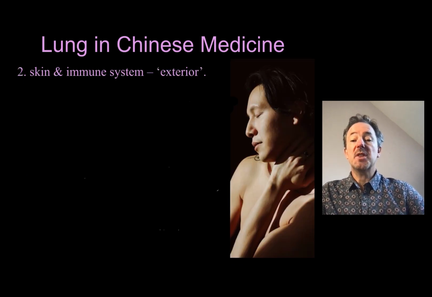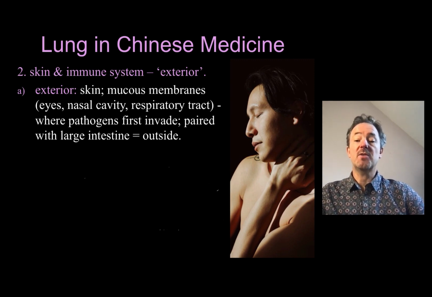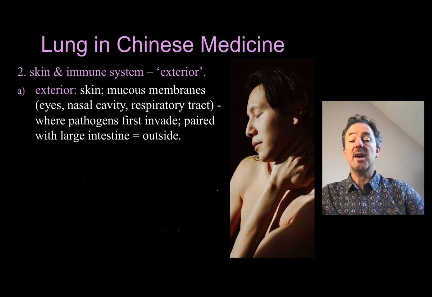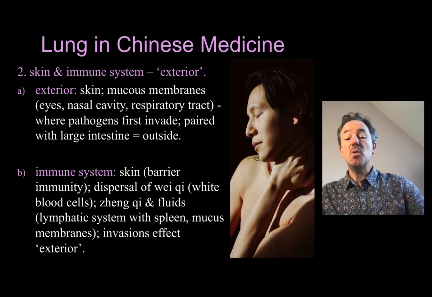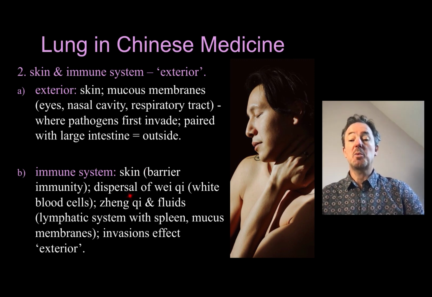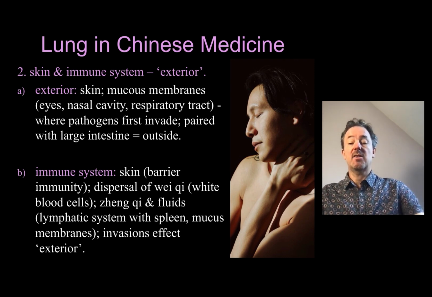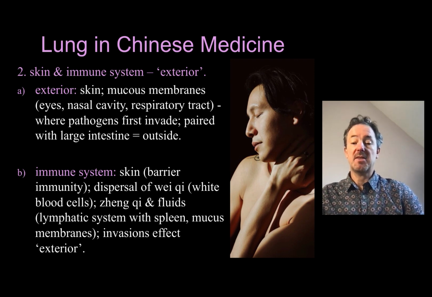Not only that, but the lung also represents the exterior, and this means two things. First of all, the skin, the mucous membranes, so the mucous membranes of the eyes, the nasal cavities, where pathogens first invade. They're kind of outside, and we think of the paired organ being the large intestine. And the exterior is the immune system, not only the skin where the barrier immunity is, but also dispersal of Wei Qi happens through the skin and protects us from infections and pathogens.